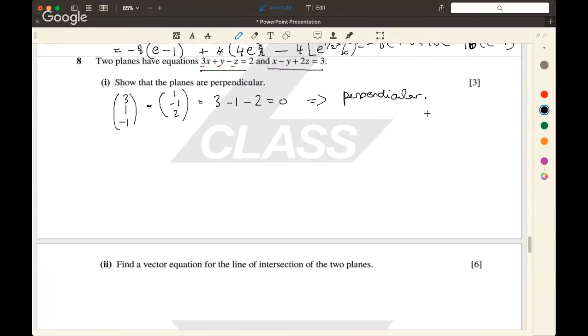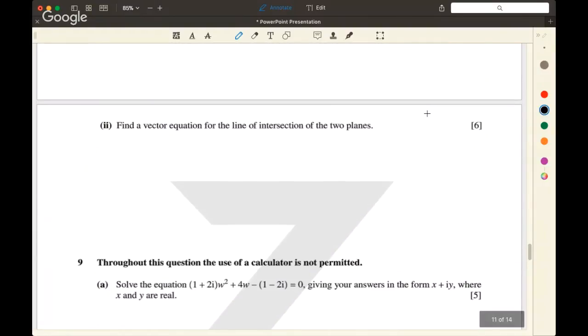Great. Okay, now they want us to find a vector equation. So this means an equation of the form r is equal to some point on the line p plus lambda times some vector which goes along the line. So we're going from 0 to the line. That's the p. That takes us to the line. And then we're going to move up and down the line. So any point which is reached that way will be on the line by definition.